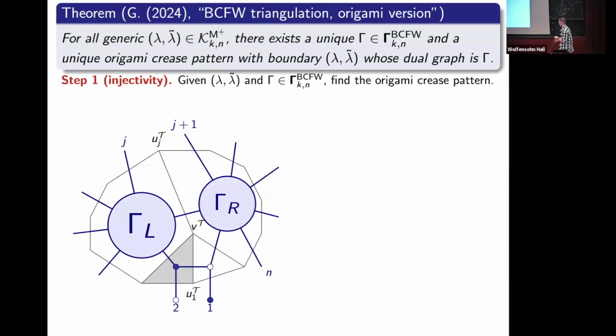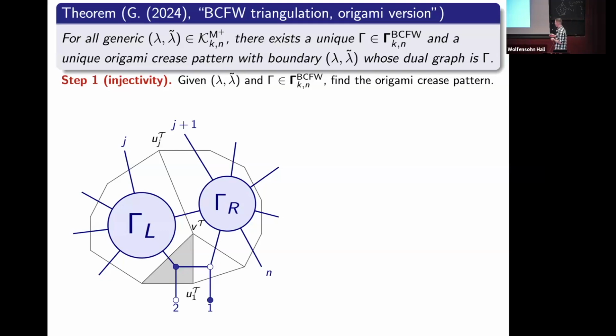So lambda is known to you, and lambda tilde and gamma, all of these are known to you. In other words, I know where I split, like I know where gamma was split. I know this index j here. And then I'm trying to recover the origami crease pattern from this input. And what do I know already? First of all, lambda and lambda tilde tell me this boundary polygon. This boundary polygon only depends on lambda, lambda tilde. And the whole game is essentially to find this point V here. Once you found V, you can recursively continue for the left and the right parts independently.